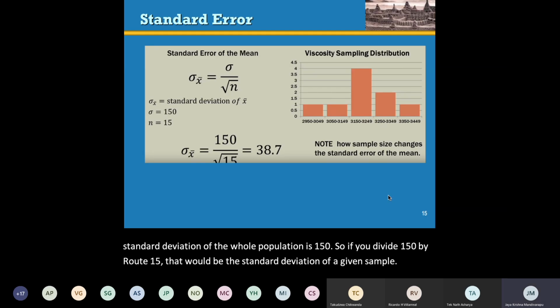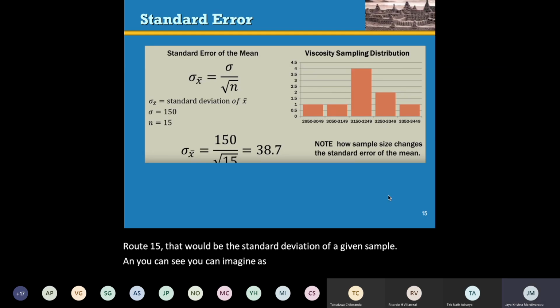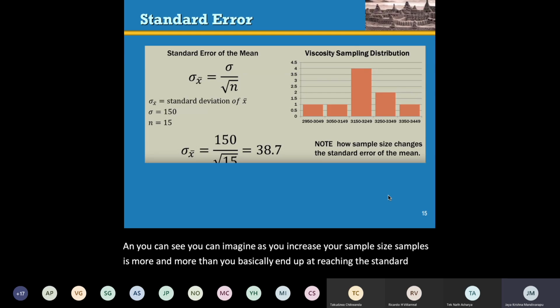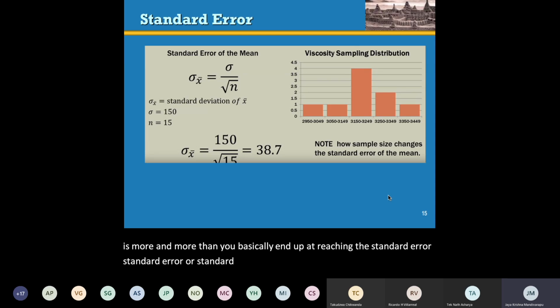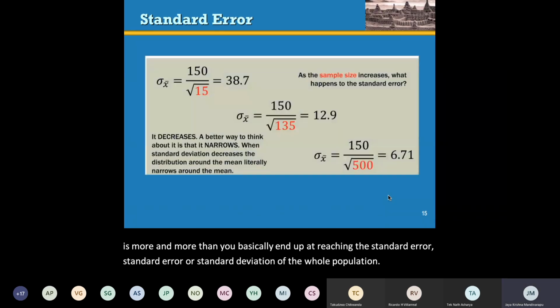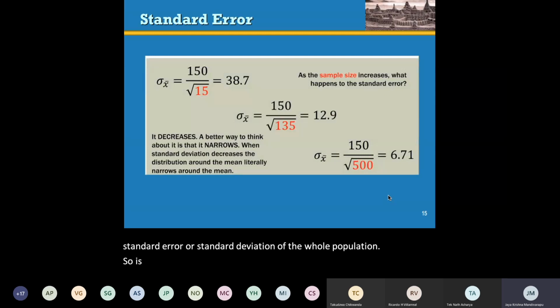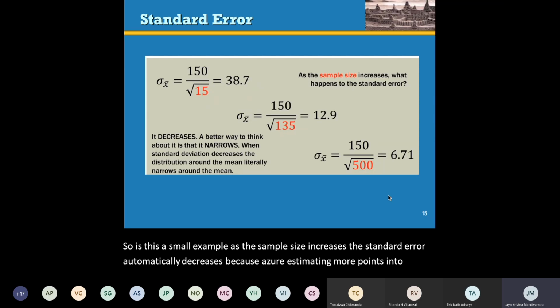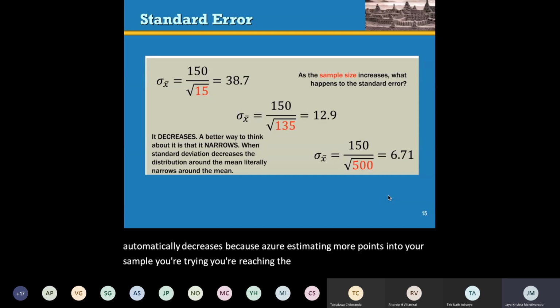And you can imagine, as you increase your sample size more and more, you basically end up reaching the standard deviation of the whole population. Okay, so it's a small example. As the sample size increases, the standard error automatically decreases, because as you're adding more points into your sample, you're reaching the overall size of the population.